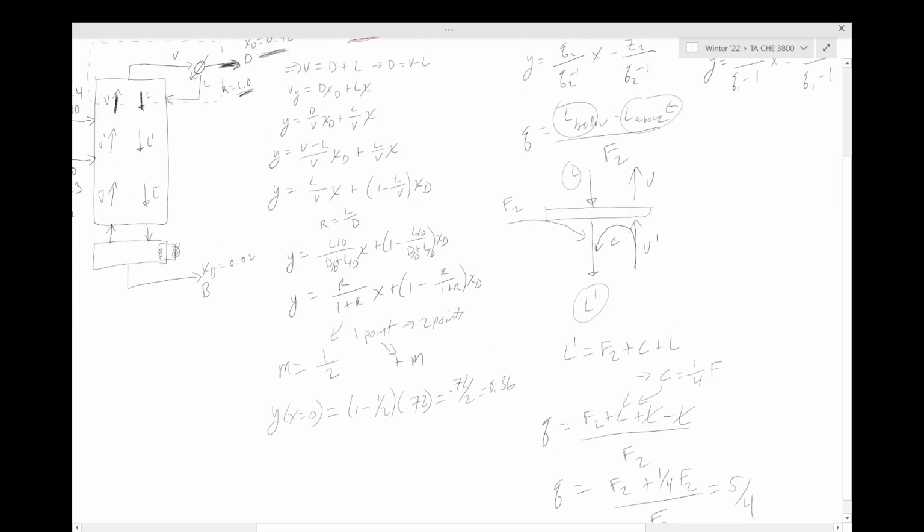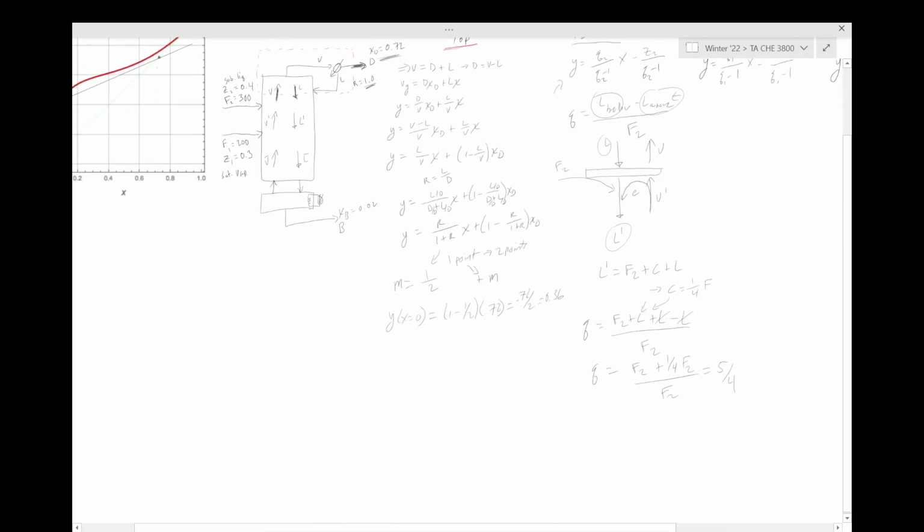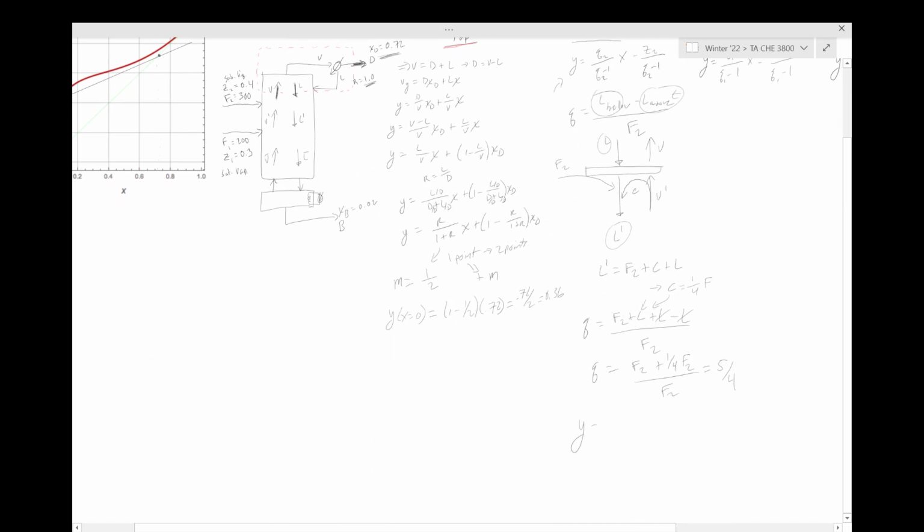So that's our Q. What was the point of this again? It was to plug it into this feed 2 equation right here. So let's do that. We have then that our Q, or Y, our feed line is going to be equal to 5/4 over 5/4 minus 1. We know what our composition is. Our composition for feed 2 is 0.4.